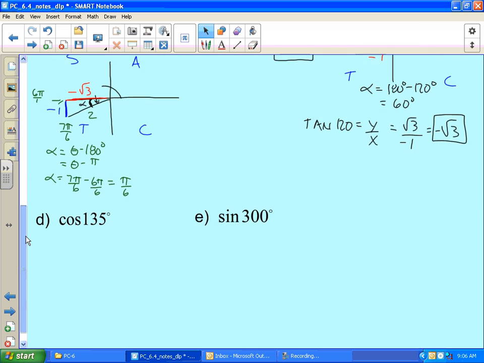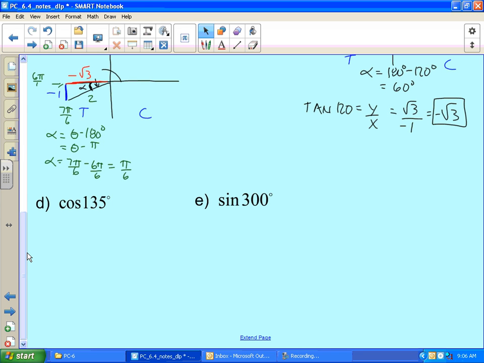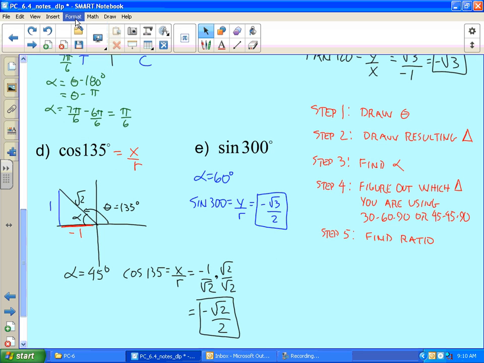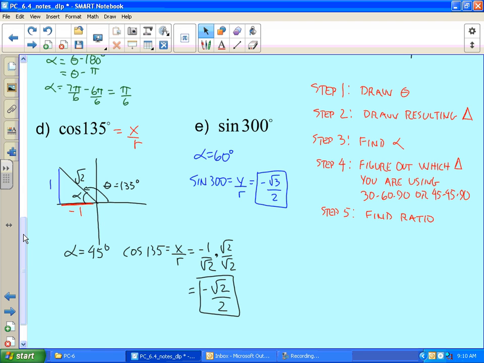So why don't you guys take a shot here at D and E, and then we'll come back and check to see how you do. All right, here are your answers for D and E. I've also listed on the right-hand side those steps that we mentioned. Draw your angle. From that angle, draw your resulting right triangle. Remember to always, from your end of your terminal ray, draw a line down to the x-axis. From there, find my alpha. Figure out which triangle you have, a 30, 60, 90, or a 45, 45, 90, and then find your ratio. And here are the answers for D and E.